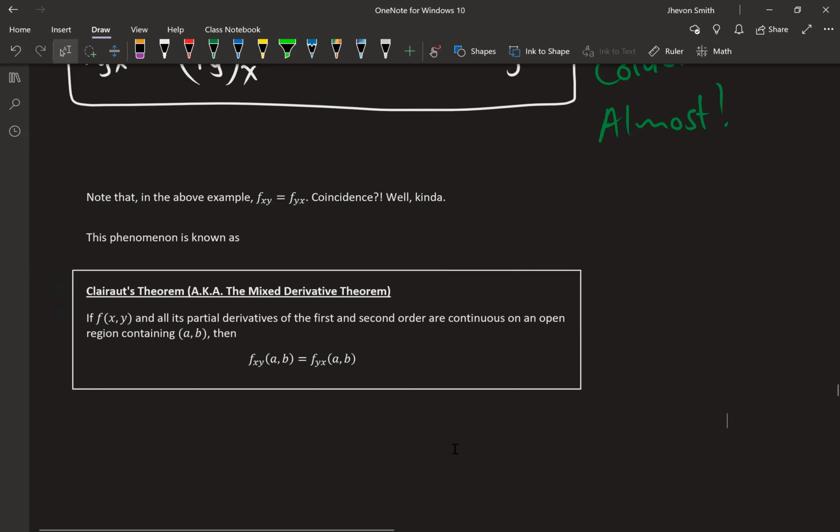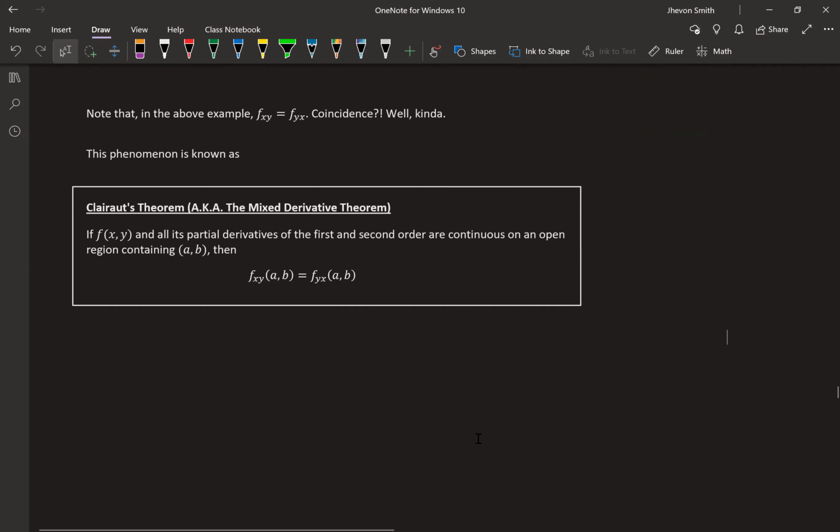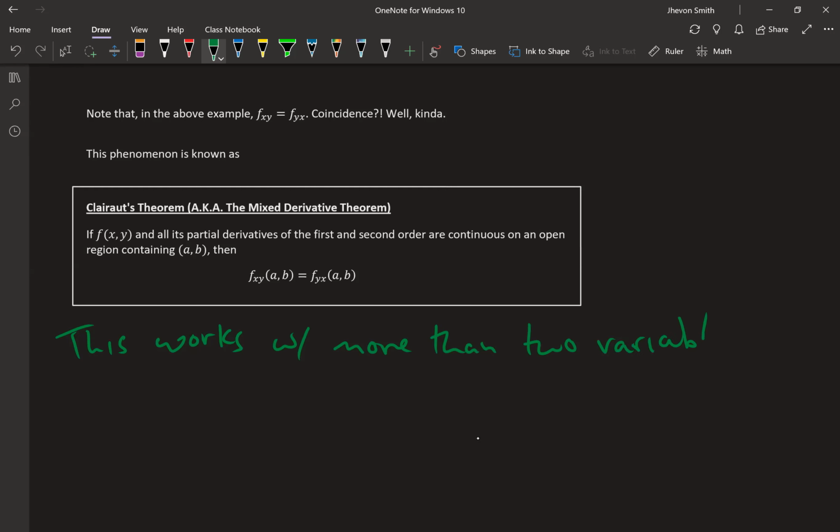So this is called the mixed derivative theorem or Clairaut's theorem. It's basically saying if the original function and all the partial derivatives are continuous at the point where you're taking a derivative, then the order in which you do it won't actually matter. It also extends beyond two variables. Of course, to justify that, you need something like a proof by induction, but this works with more than two variables also. Just as a pro tip.